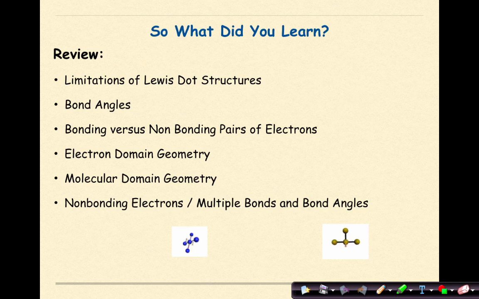So what did you learn? We talked about the limitations of Lewis dot structures. We talked about bond angles, bonding versus non-bonding pairs of electrons, electron domain geometry, molecular geometry, and finally a little bit about non-bonding electrons and multiple bonds and bond angles.